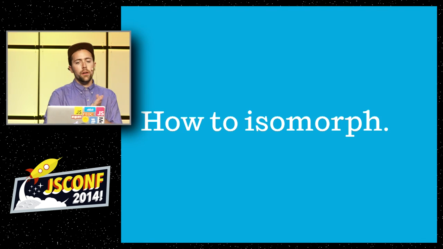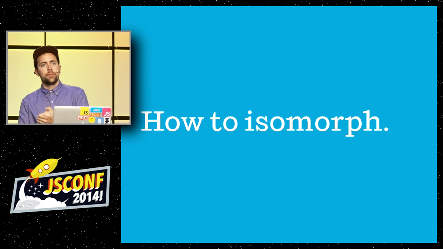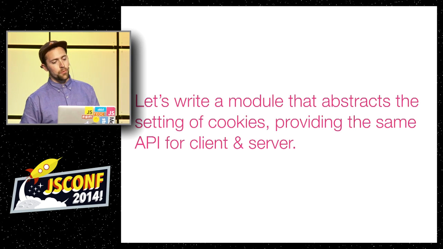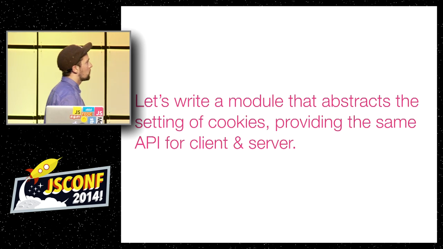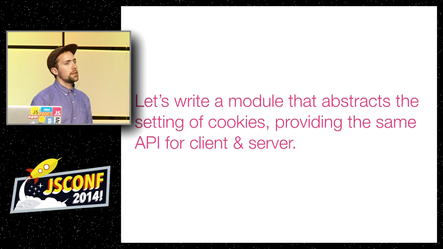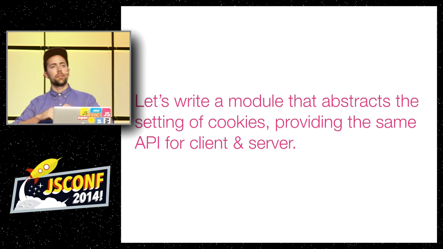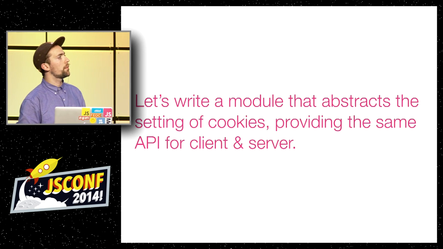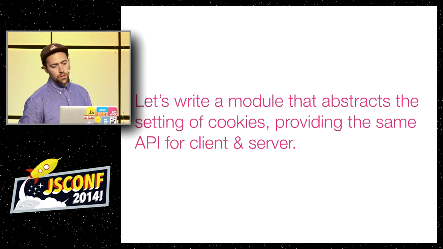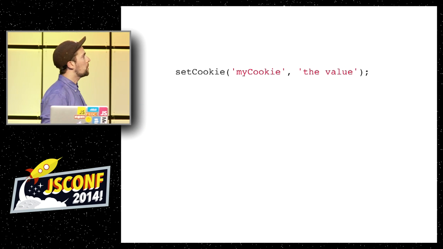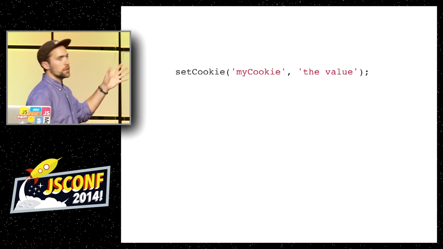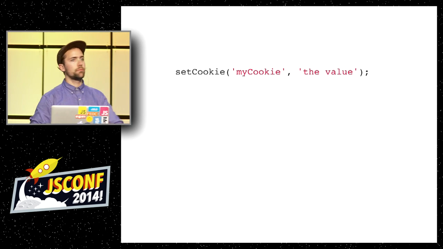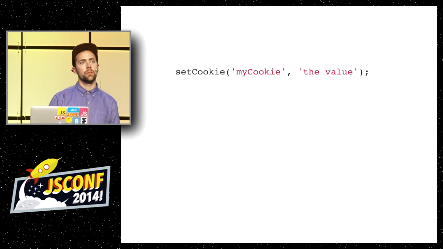So let's get to the fun part, how to isomorph, how you can build isomorphic JavaScript today. What we're going to do together is write a module that solves the cookie case, that abstracts out the setting of cookies, and provides the same API on the client and the server. We want to make an API that looks like this: setCookie, the cookie name, the cookie value, that's it. Super simple.